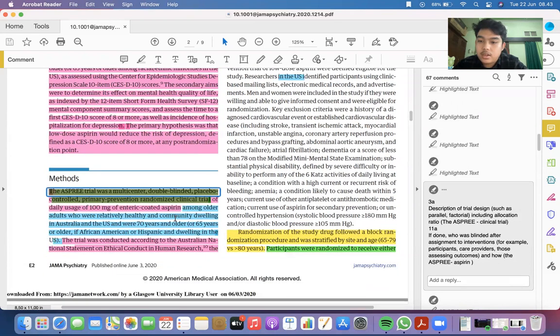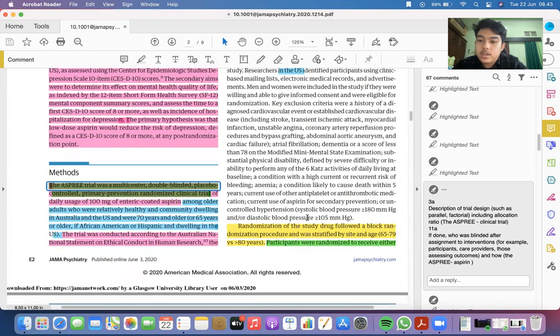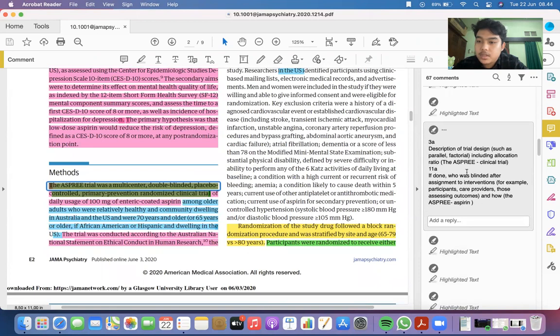Then for points 3A and 11A: point 3A is the description of trial design, such as parallel or factorial, including allocation ratio, and point 11A, if done, is who was blinded after assignment to interventions. So the ASPREE trial was a multi-center, double-blinded, placebo-controlled, primary prevention, randomized clinical trial of daily usage of 100 milligrams of enteric-coated aspirin among older adults who were relatively healthy and community-dwelling in Australia and the US, 70 years or older.